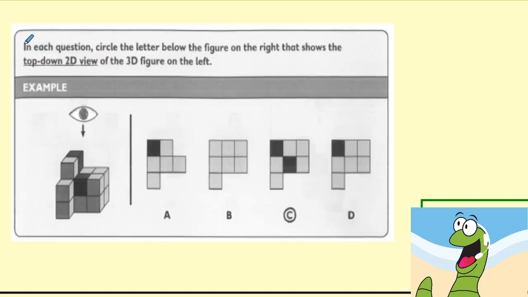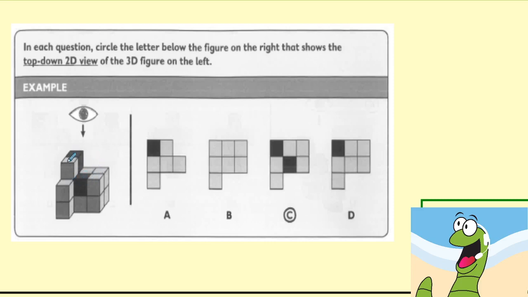One of the important things about this one is, as it says in each question, circle a letter below the figure on the right that shows the top-down 2D view. Even though this is a 3D shape, all you are worrying about, as the eye says here, is looking at it from the top, like a bird's eye view. There are a couple of things in this example to help you. They put them in here, so you've got that block and this one here, and they are different colors. So it's almost like their key to help.